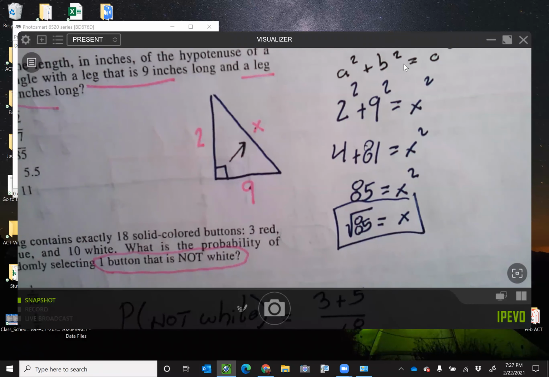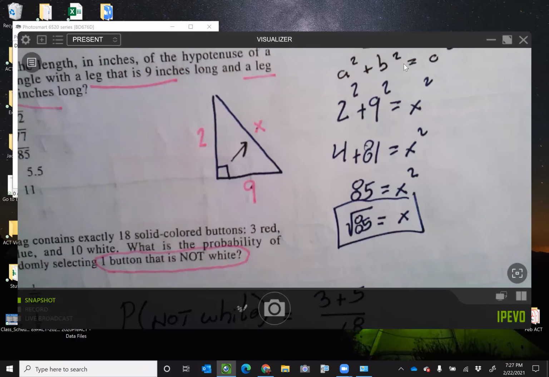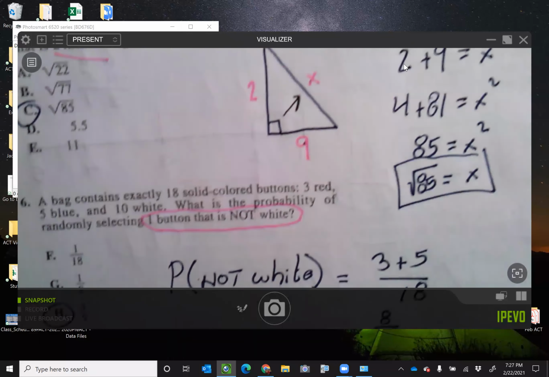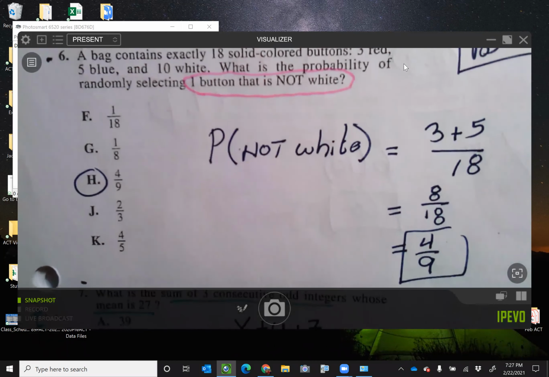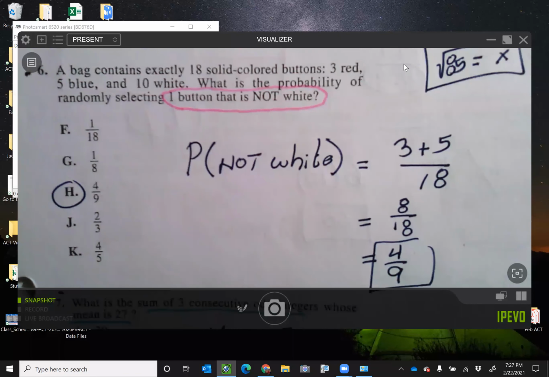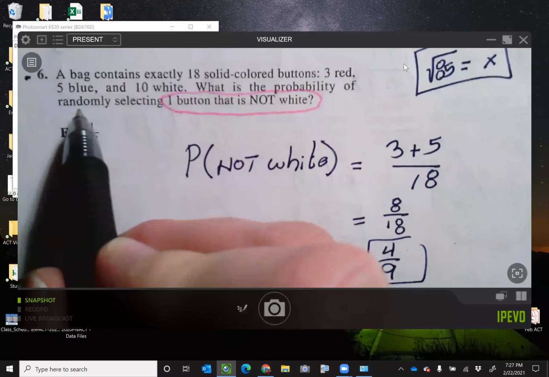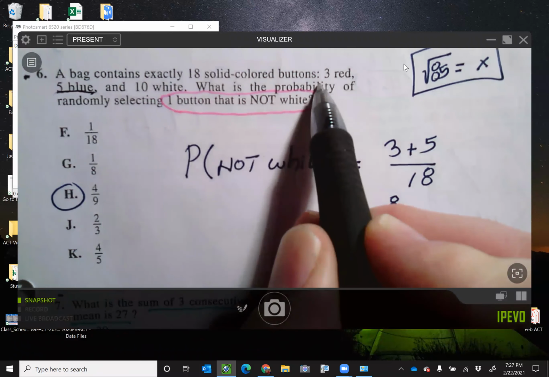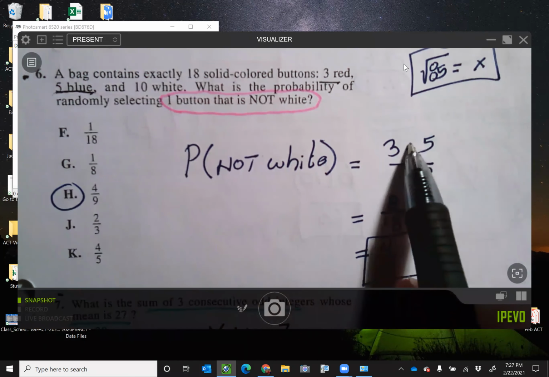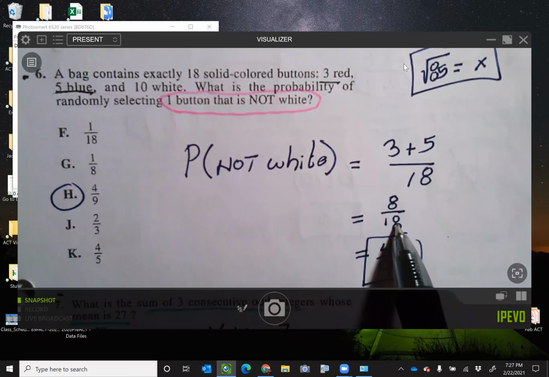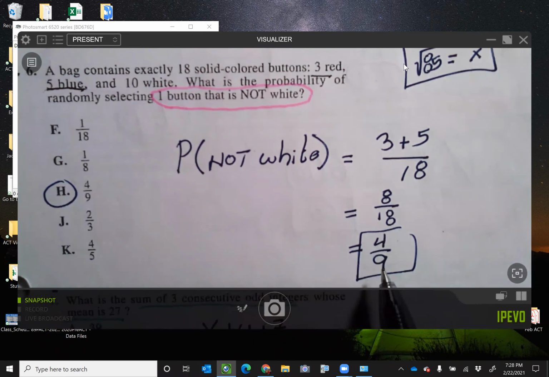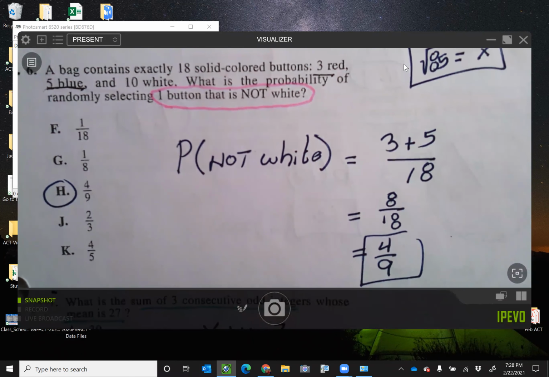Okay. Yeah, again, usually these are triples, and it's kind of rare to find one that's not. Question number 6 wants to know what's the probability the button is not white? Well, if you're not white, that means you're either blue or you are red, right? There's 3 red and 5 blue. So that would add up to be 8 out of the 18 total that there are. Don't see it there. But if we reduce that fraction, we do see that answer now.